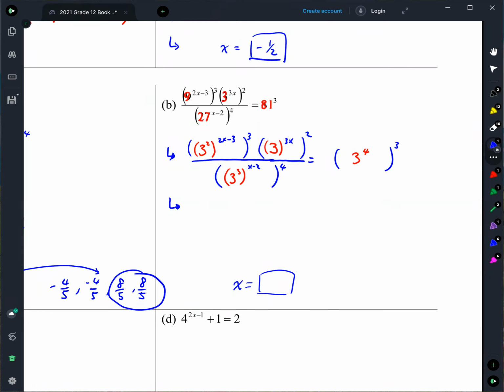Who's not here? Someone dropped off. Jocelyn? Jocelyn not here, right? Jocelyn?